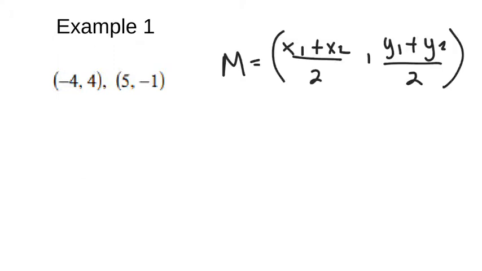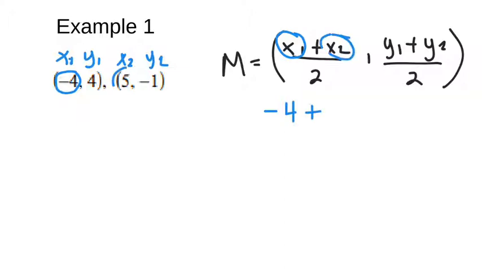So for example, if I'm given these two coordinates and I want to find the midpoint, I would start by labeling my coordinates x1, y1, x2, and y2. Then I would go into my formula and plug in the points where they go. For x1, I would plug in -4. So I'll have -4 plus x2. For x2, I said was 5, and put that over 2.